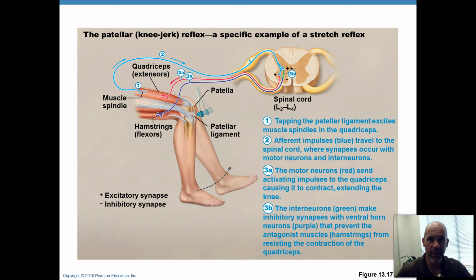Okay, so that's why when the doctor hits your knee with a hammer, you kick your lower leg out without even having to think about it. That is an example of a reflex that's taking place. Now let's follow the rest of what's going on here.